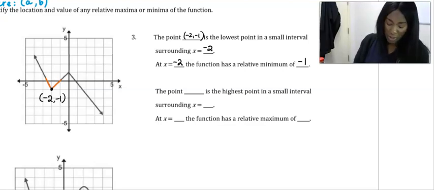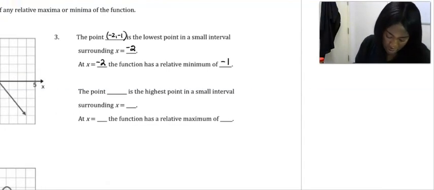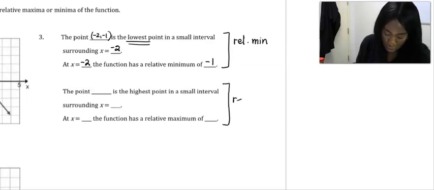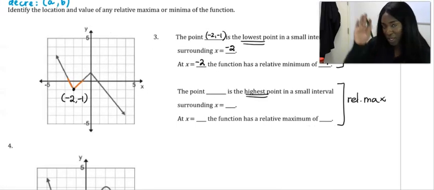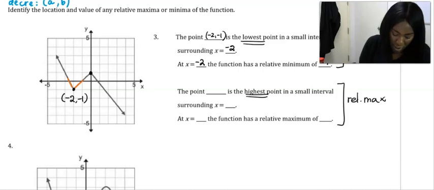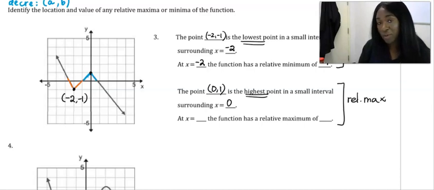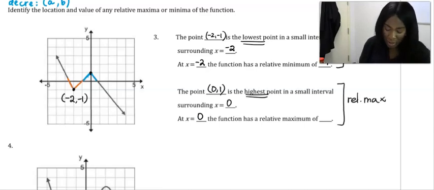Now let's go on to find the relative maximum. This first set right here was all for the relative minimum, and I know that because it says lowest point there. Now we're going to look for the relative maximum because here they're asking us for the highest point. So we're looking for the hills in the graph. We have a hill right here happening at the point 0, 1. That is the highest point in the small interval surrounding x equal to 0. Notice that the pieces of the graph that I shaded in blue on both sides of that point are lower than that point. So that tells us that at x equal to 0, we have a relative maximum of 1.